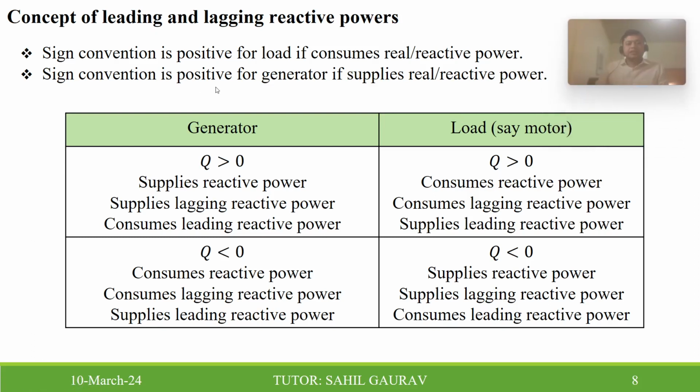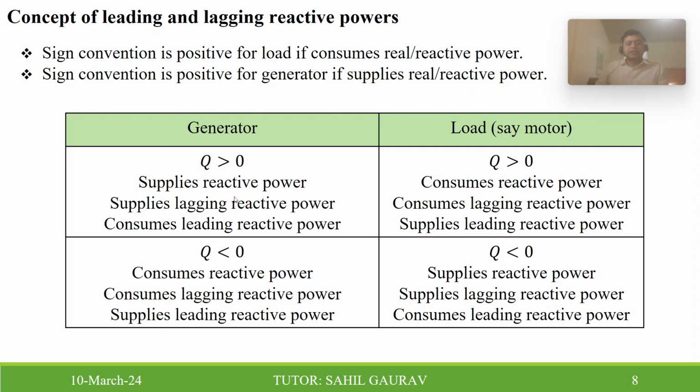Now, the fundamental nature of a load is that it consumes. So the sign convention for load is positive, that means it consumes real or reactive power. And the basic nature of a generator is that it supplies, it delivers. So the sign convention is positive for a generator if it supplies real or reactive power.